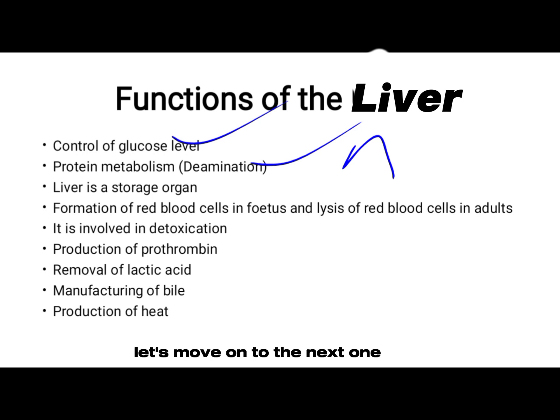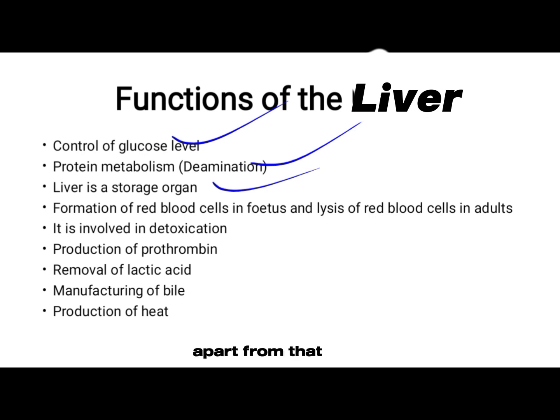Let's move on to the next one, which is storage of vitamins. The liver also helps to store certain vitamins, like the fat soluble vitamins A, D, E, and vitamin K, and also water soluble vitamins like vitamin B and C. The liver helps to store all these vitamins. The liver also stores minerals like zinc, copper, potassium, and so on.